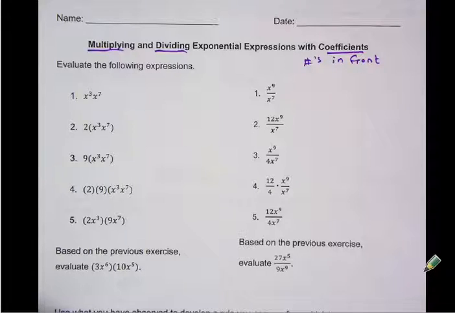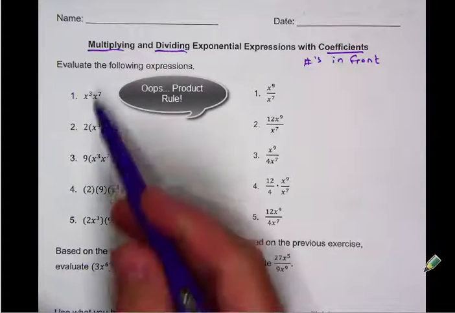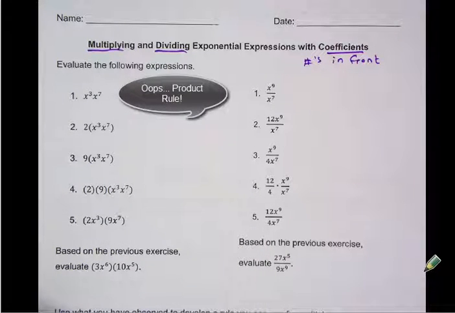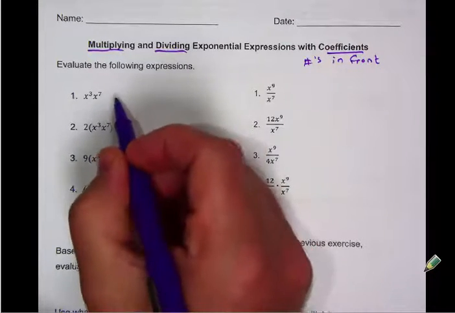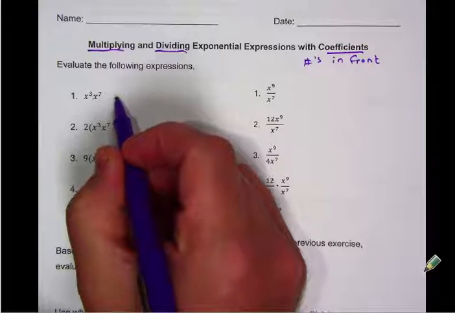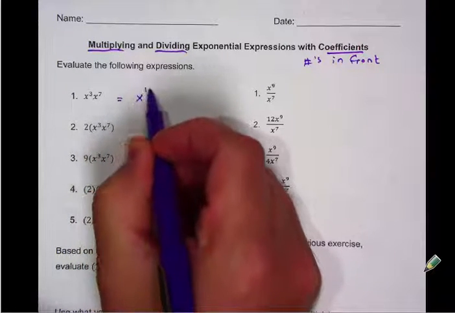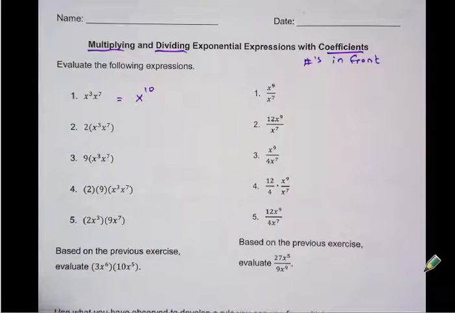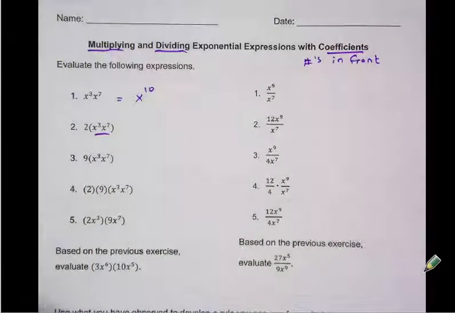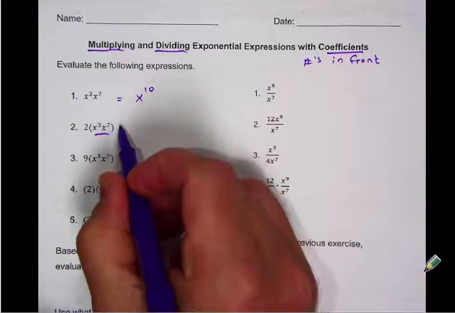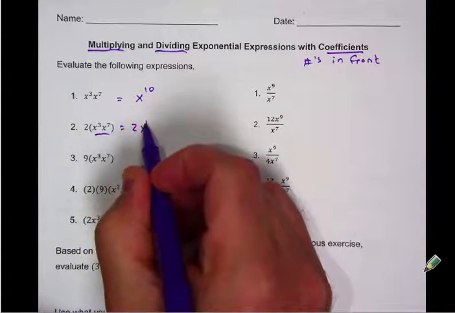You should already be able to apply the quotient rule, so why don't you go ahead and take a look at these first five. Pause the video if you'd like to, and then I'll go through them. So x to the third times x to the seventh, we keep the base and we add the exponents. So we're really looking at x to the 10th.